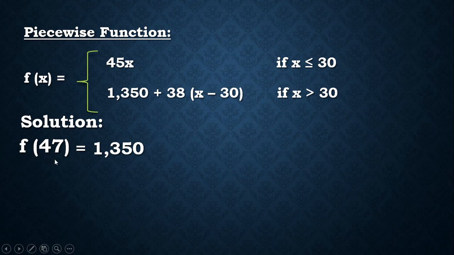Now, we are looking for the cost of 47 pieces. So 47, we will substitute it with X. So 47 is greater than 30. That's why we are going to use this equation. And then we have here, f of 47 is equal to 1,350. Again, this 1,350 is 30 pieces of face shield times 45 pesos each. 30 times 45, that is 1,350.